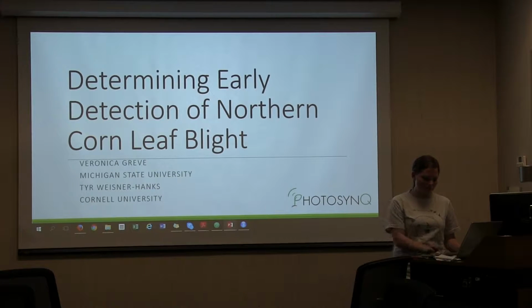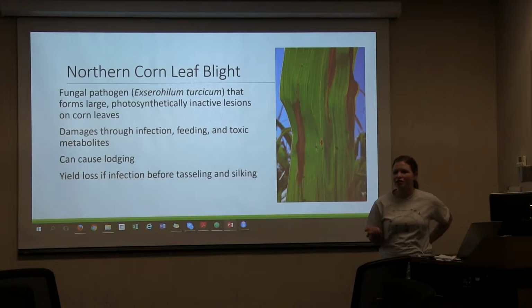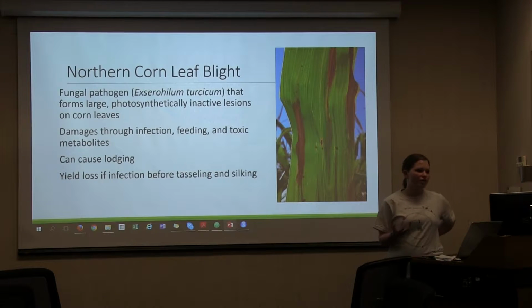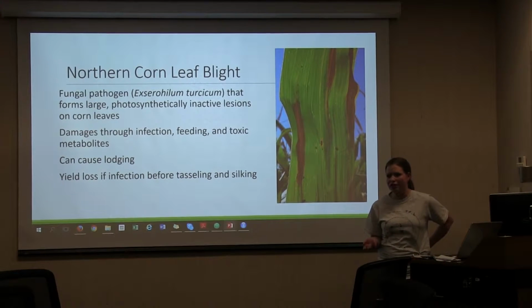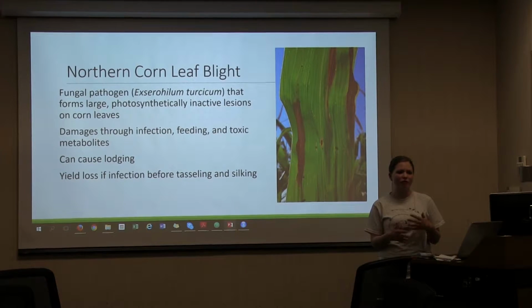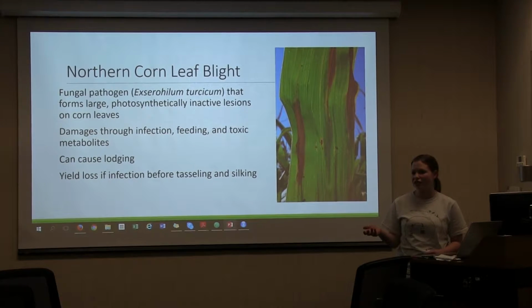of Northern Leaf Blight. Northern Leaf Blight is a fungal pathogen, and it forms large photosynthetically inactive lesions in corn. The damage comes through the fungi's infection, feeding, and toxic metabolites. This causes yield loss, and it happens early on. Before silking, before tasseling, the plant hasn't had enough time to get starch or sugars for grain filling, and then you see yield loss at the end.